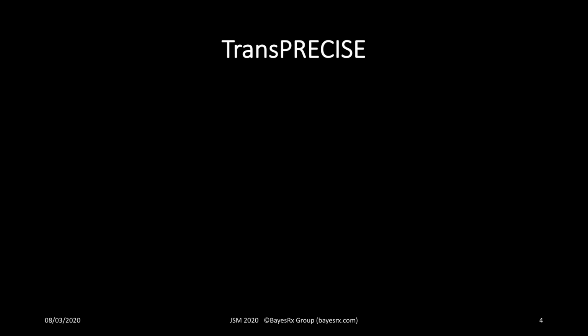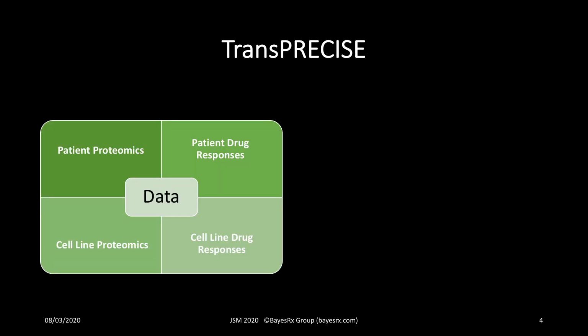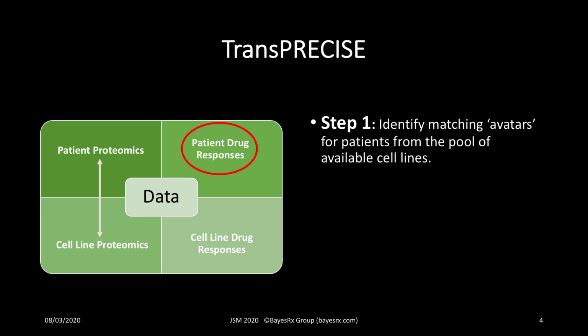We propose our method which is called TransPRECISE. We look at the data structured like this, where this is the part that's missing for us and we want to fill that up. We break the problem up into two different steps. The first step basically looks at only the proteomics part of the data across the patients and cell lines, and we try to compare this, find some sort of similarity so that we can identify what we call avatar cell lines for patients from the pool of all available cell lines.